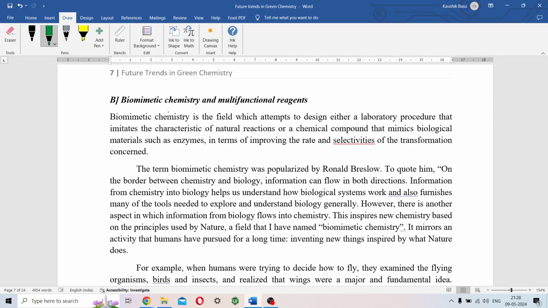What is mimicry? Do you know what mimicry is? Copying someone or imitating someone. Yeah, and so what does biomimetic stand for?